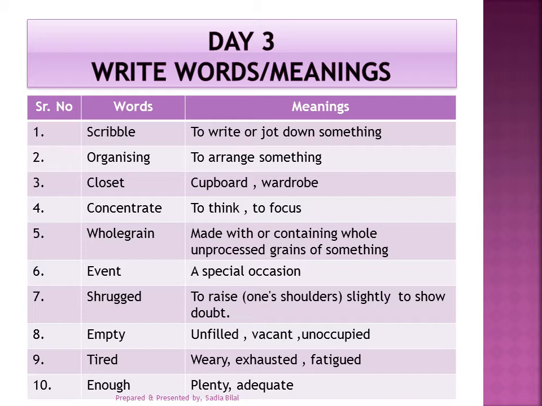Whole grain. Whole grain means something which is containing whole unprocessed grains of something. Means the grains are not passed through multiple steps to have the finally ground grains. These are the unprocessed grains. The sixth one is event. Event means a special occasion.